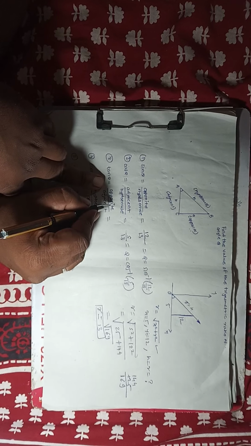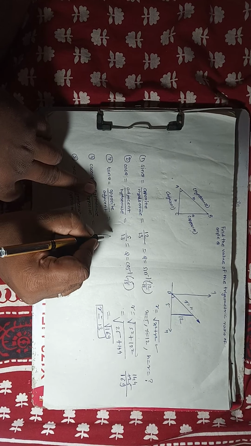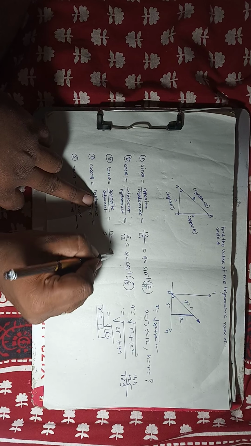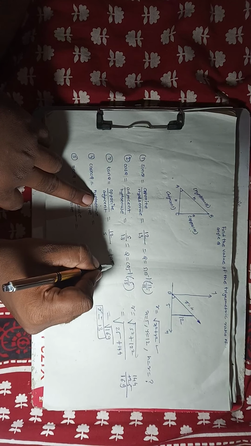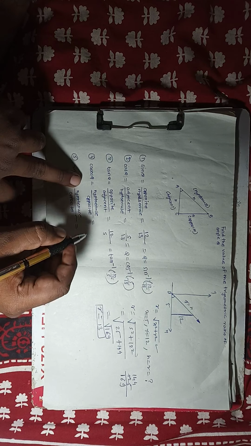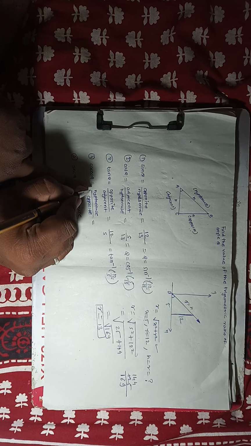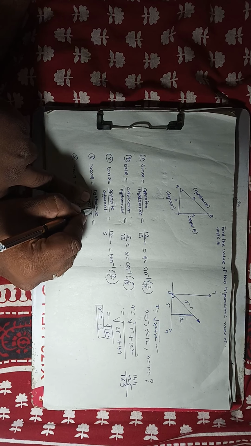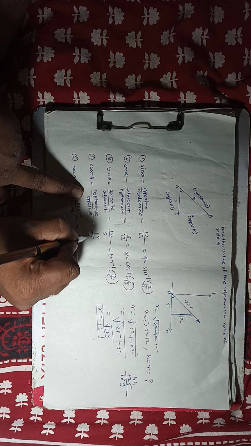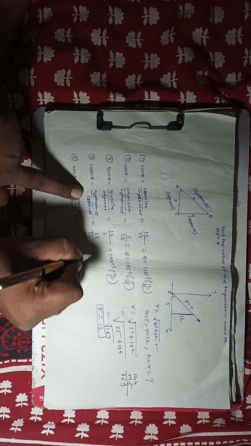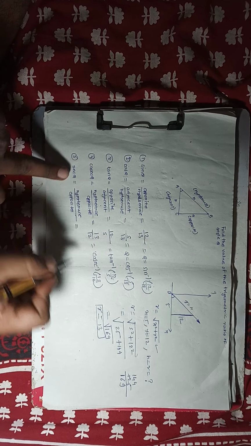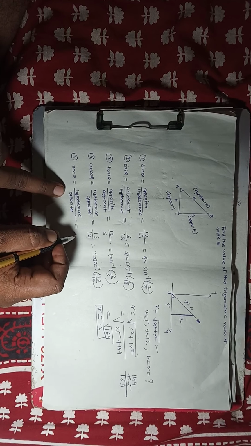In tan theta, opposite side divided by adjacent side. So opposite side is here 12, adjacent is 5, tan inverse 12 by 5 value. In cosec theta, if I want to calculate theta here, so hypotenuse is 13, opposite is 12, so cosec inverse 13 by 12.